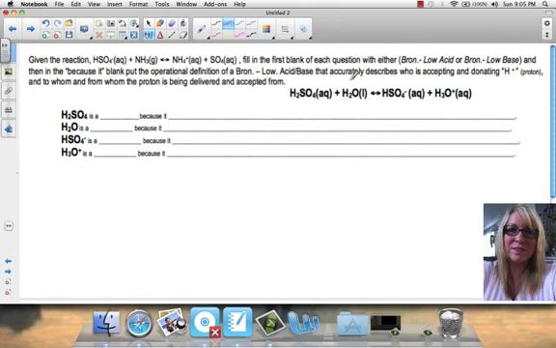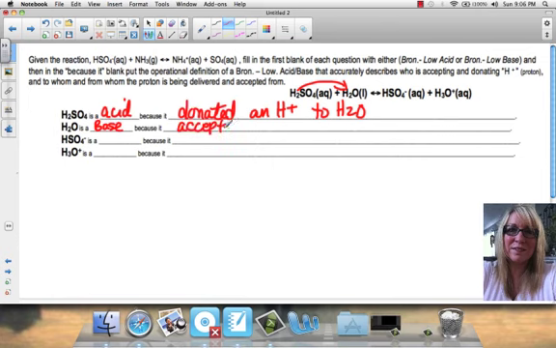So in this one, you've got H2SO4 donating to H2O. So H2SO4 is an acid because it donated an H plus to H2O. H2O is a base because it accepted an H plus from H2SO4.